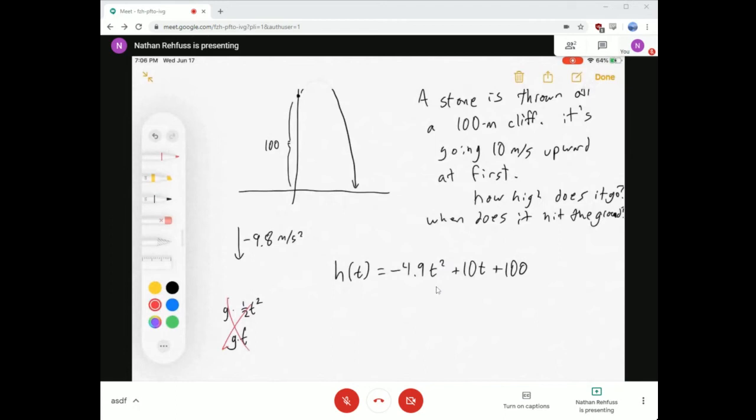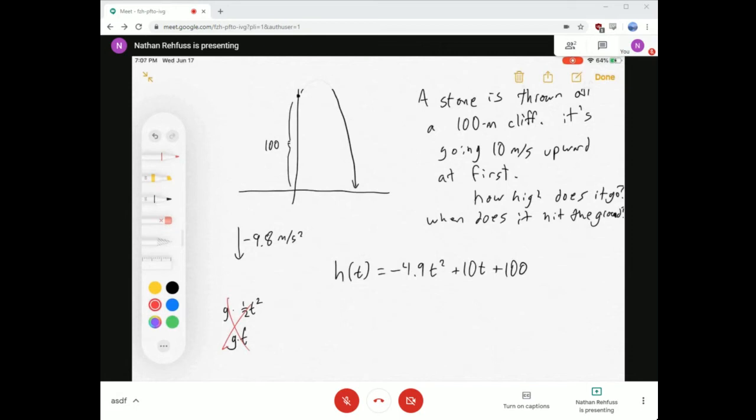This is gravity. 10t is the initial speed. It was moving 10 meters per second upward. So as time goes on, it's moving 10 meters up the first second, and then 20 the second second. Well, that's what it would be doing if it weren't for gravity. The third term, 100 here, is how high it was to begin with.